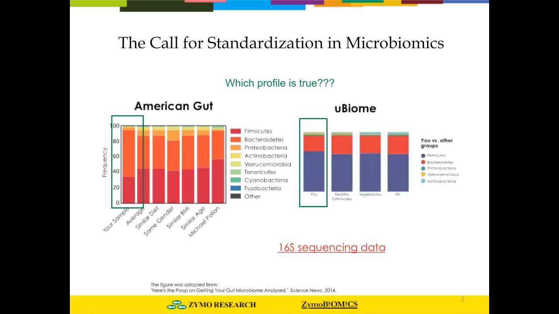This is a story adopted from Science News of 2014, and the author divided one stool sample into two and submitted each one of them to two well-known organizations for gut microbiome profiling, American Gut and uBiome. But surprisingly, the two profiles coming back were dramatically different. They both agree that the community is dominated by Bacteroides and Firmicutes. However, one shows about 33% of Firmicutes, and the other shows more than 60% of Firmicutes. With one identical single sample, two well-known microbiome profiling organizations give different interpretations, and this is the problem.